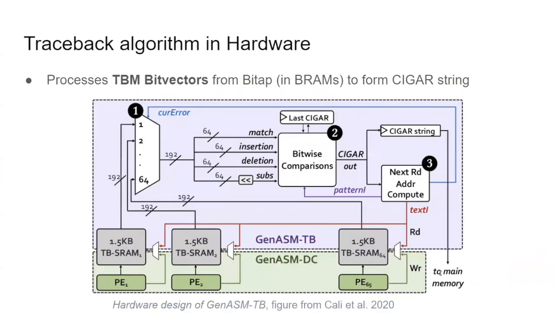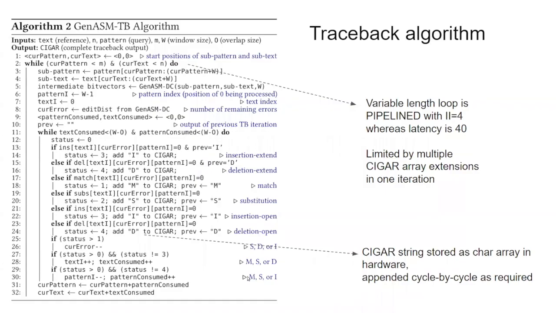So this figure shows the traceback algorithm in hardware, and shows the traceback BRAMs that store the traceback matrices and are shared by the GenASM-DC and GenASM-TB framework. So here is the traceback algorithm pseudocode. The variable length loop that runs the traceback algorithm was pipelined to optimize it and achieved an II of 4. And then the cigar string is stored as a character array and returned.